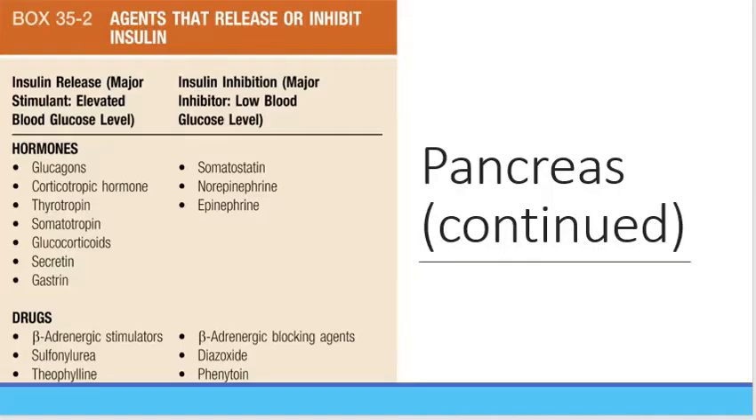This next slide is just a box that was in your textbook, agents that release or inhibit insulin. So it talks about the various hormones. Insulin release major stimulus is elevated blood glucose levels, and insulin inhibition major inhibitor is low blood glucose levels. So which hormones can affect elevated or low blood glucose levels, and alternatively what drugs affect it.